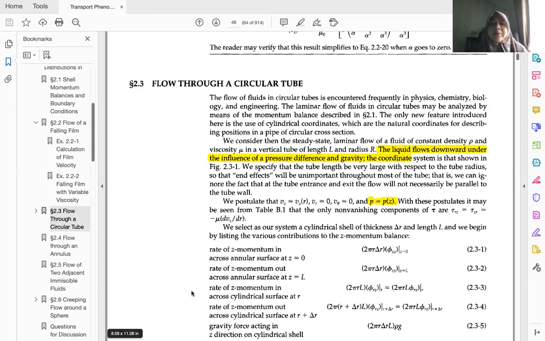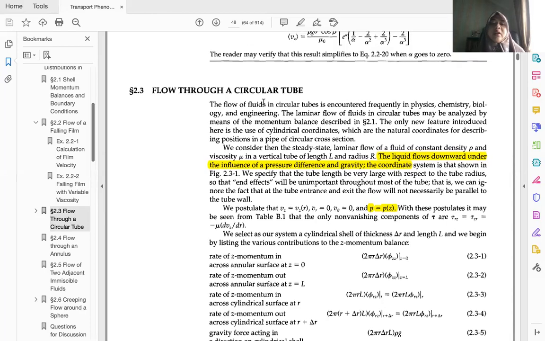Okay, so the flow in a circular tube, or the flow inside pipes. Flow in circular tubes is encountered frequently in physics, in chemistry, and in biology, for example in the transport of water from the ground into the plants.